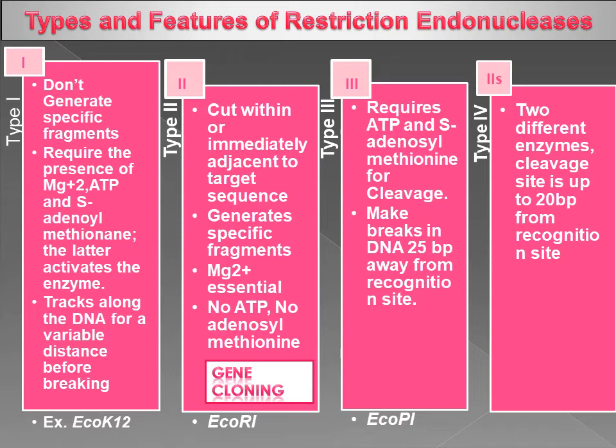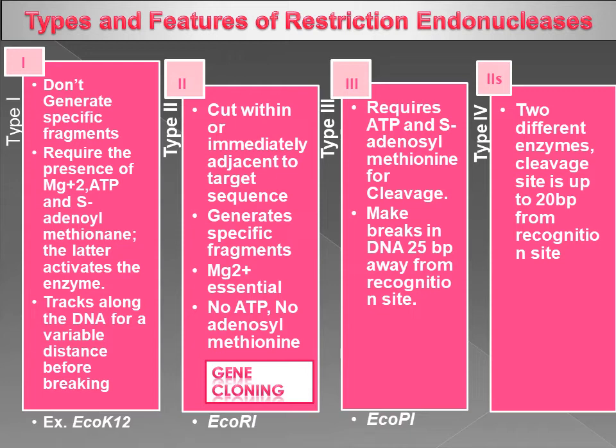The fourth one is called type 2S, where the two different enzymes cleave up to 20 base pairs from the recognition site. So the site from which we start cutting the DNA fragment is the recognition site, and around 20 base pairs from that site the particular fragment will be cut with the help of this restriction endonuclease.